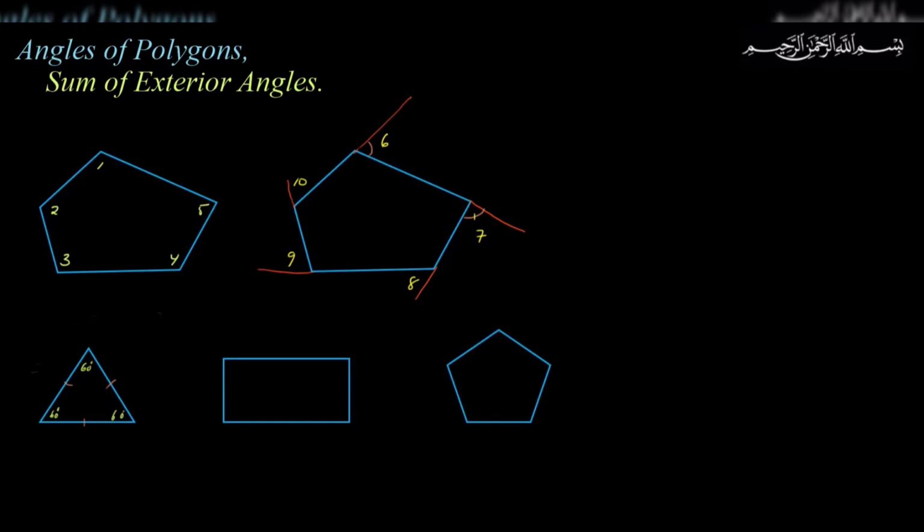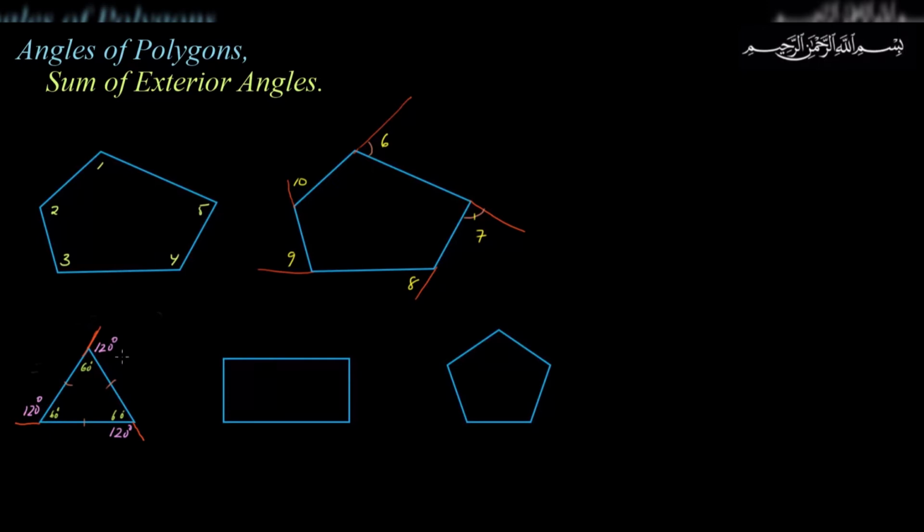Now, if I were to draw the exterior angles for this triangle, let's extend this side, and extend this side, and extend this side, then I could easily find the measure of the exterior angles, can't I? Because it's 60, and this is going to be supplementary to that. That's going to be 120 degrees. And here again, 120 degrees. And here again, 120 degrees like this.